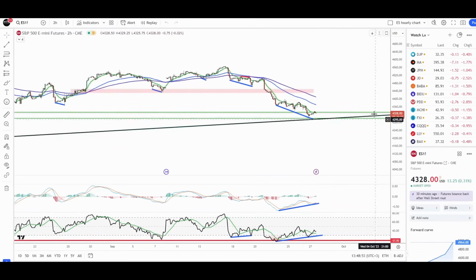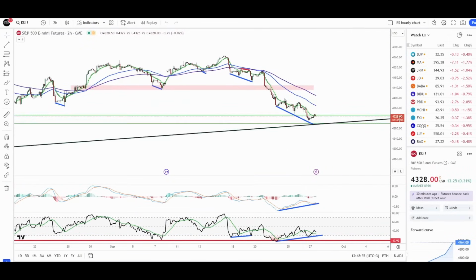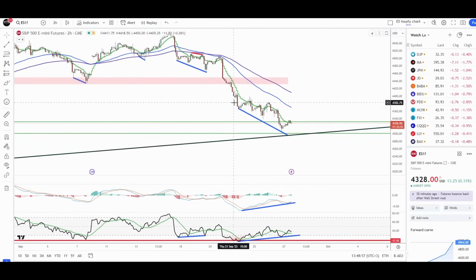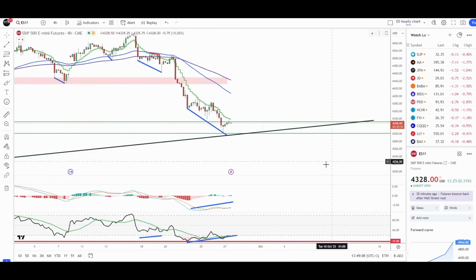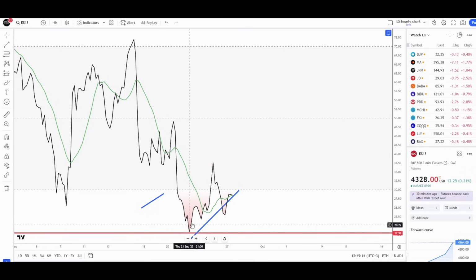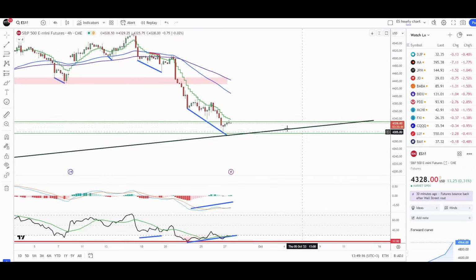What do the futures look like? This is the 2-hour futures chart. We do have a sizable bullish divergence, consecutive lower lows, consecutive higher lows on the RSI and on the PPO. If I look at the 4-hour chart, still double bottom, bullish divergence on the PPO, double bottom with a bullish divergence on the RSI, consecutive higher lows still.